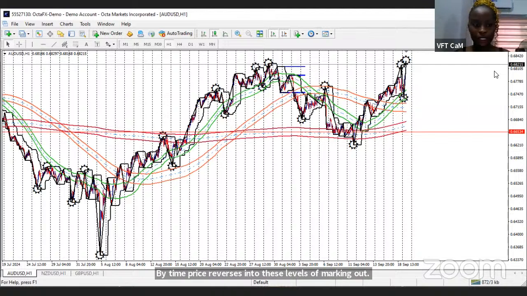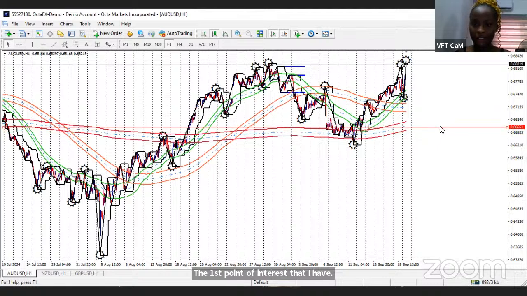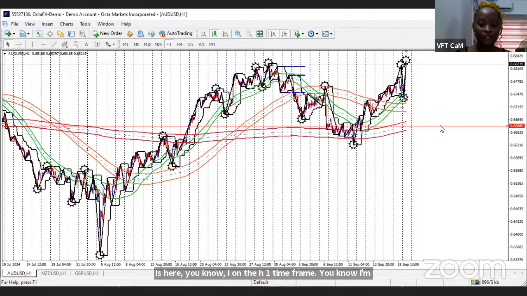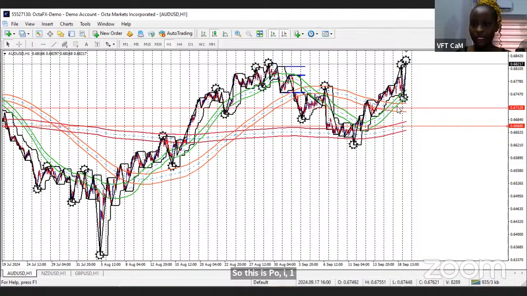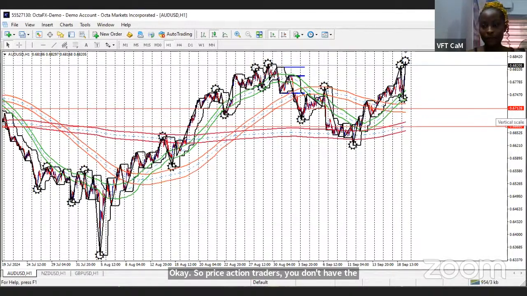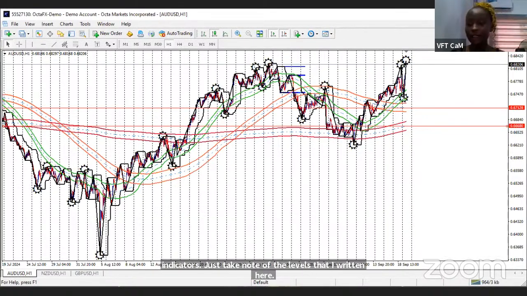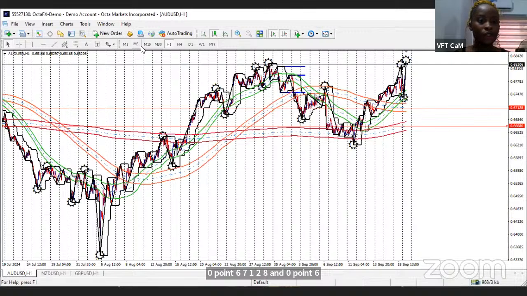So the first point of interest that I have in mind for AUD USD is here. This is my first POI on the H1 time frame. Now I'm still going to go on lower time frames and mark out even more specific short-term biases. So this is POI 1. The second one is right here. This is now my POI 2. Price action traders, you don't have the indicators on your charts, just take note of the levels written here: 0.67128 and 0.66680 are the two levels I'm looking out for.